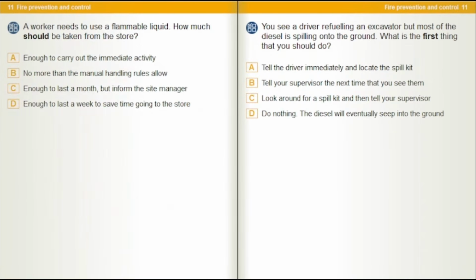A worker needs to use a flammable liquid. How much should be taken from the store? Enough to carry out the immediate activity. No more than the manual handling rules allow. Enough to last a month, but inform the site manager. Enough to last a week to save time going to the store.